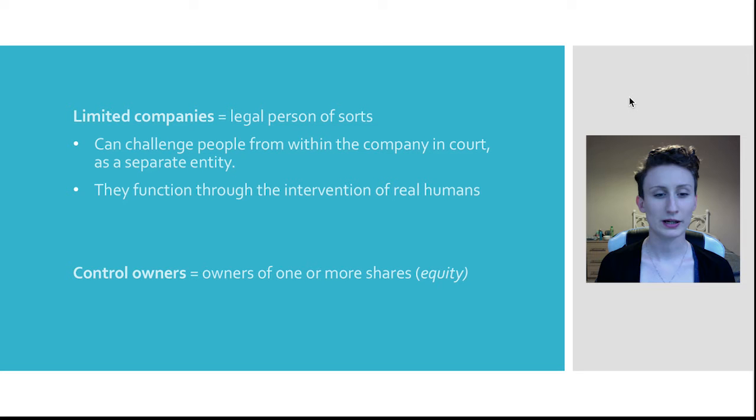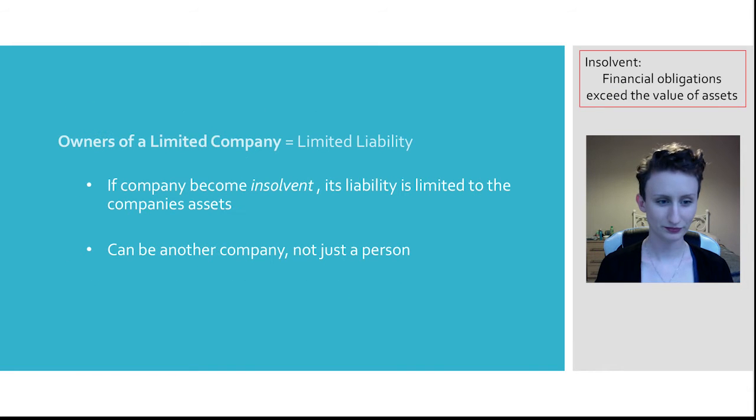So a limited company differs from things like partnerships because it is an entity of itself. That means that the company could take people from within the company to court about different issues, and they function through the intervention of real humans. So those people that would take employees to court would be the owners of the business. The controlling owners are people that own one or more shares of the company, and that's called equity.